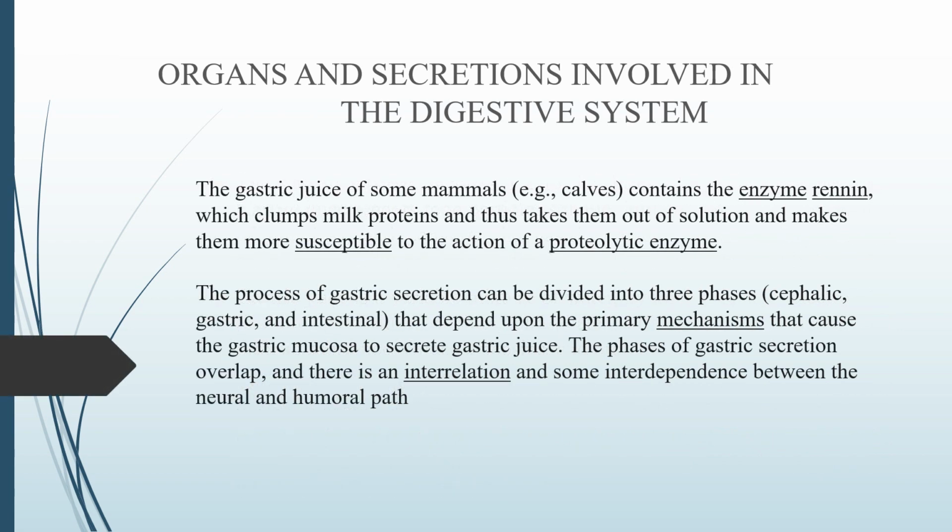Organs and secretion involved in the digestive system. The gastric juice of some mammals, for example calves, contains the enzyme renin which clumps milk proteins and thus takes them out of solution and makes them more susceptible to the action of the proteolytic enzyme. The process of gastric secretion can be divided into three phases: cephalic, gastric and intestinal, that depend upon the primary mechanism that caused the gastric mucosa to secrete gastric juice. The phases of the gastric secretion overlap and there is an interrelation and some independence between the neural and hormonal path.